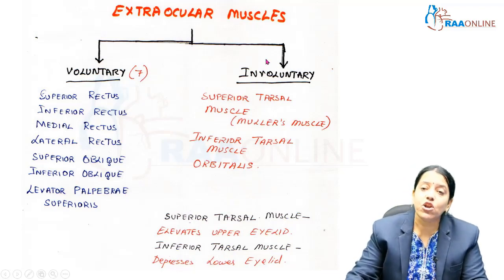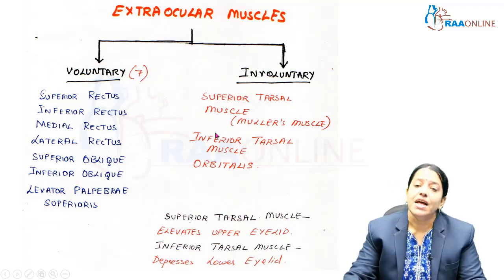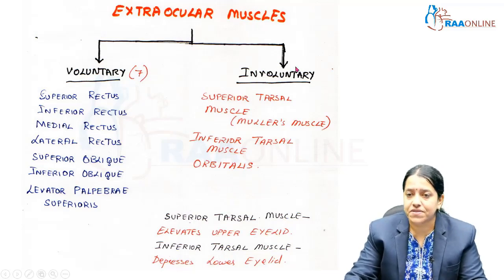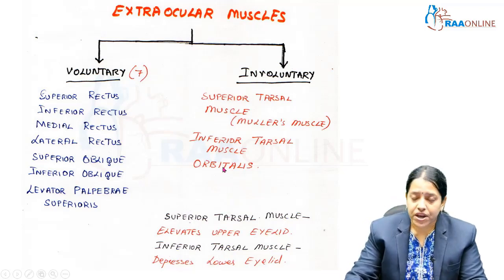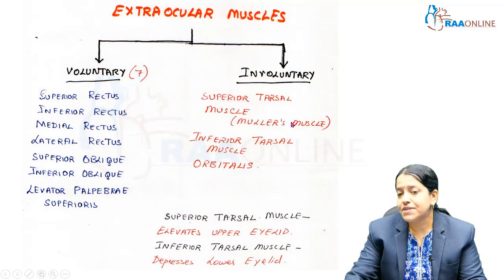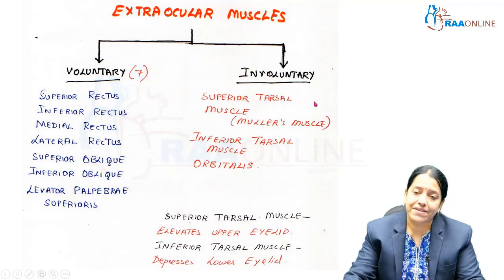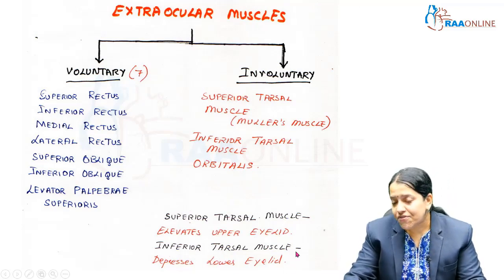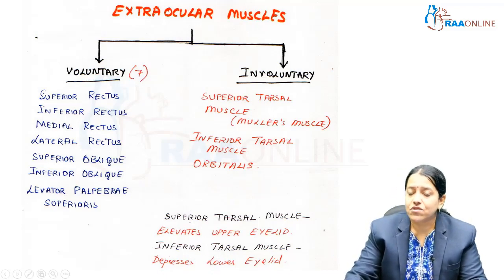Now coming to the involuntary muscles, we have the superior tarsal muscle, which is the Muller's muscle, the inferior tarsal muscle and the orbitalis muscle. These are the 3 involuntary muscles, and they have sympathetic and parasympathetic nerve supply. Superior tarsal elevates the upper eyelid and inferior tarsal does not elevate, it acts on the lower eyelid and depresses it.